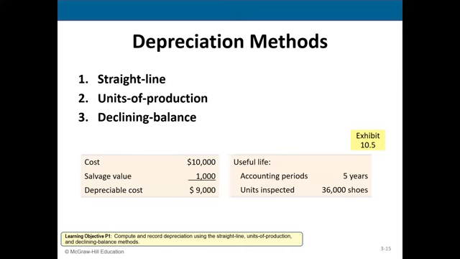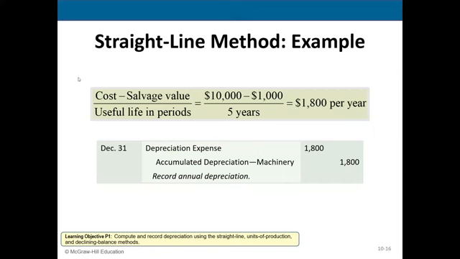And for this piece of machinery, we expect it to last for 5 years. And we can create 36,000 pairs of shoes with this piece of machinery. Okay, good information. Now try to remember this information. First, let's work through the straight line depreciation method.